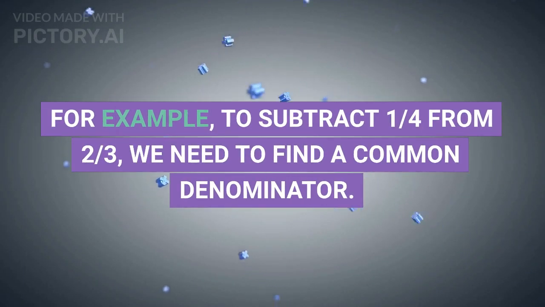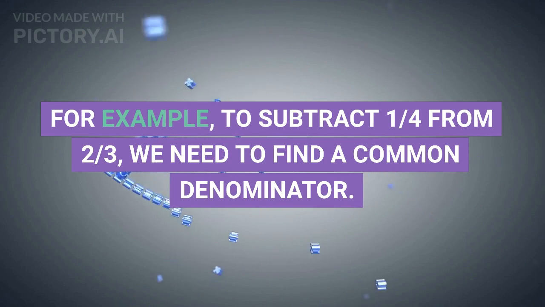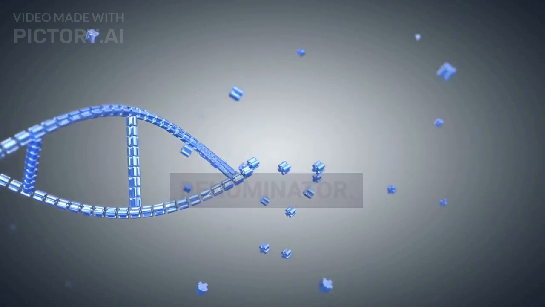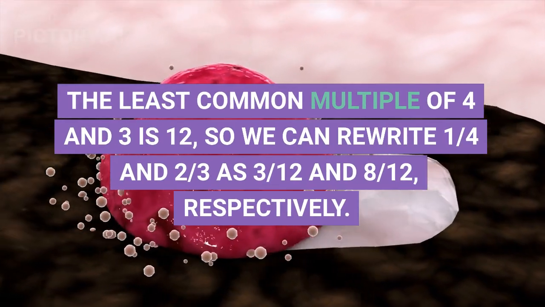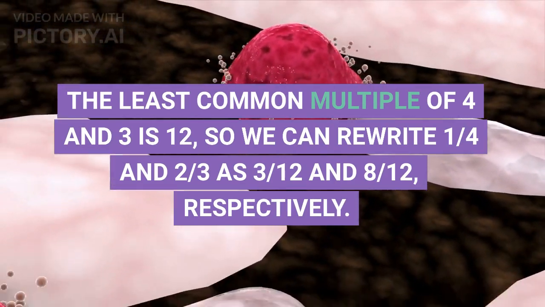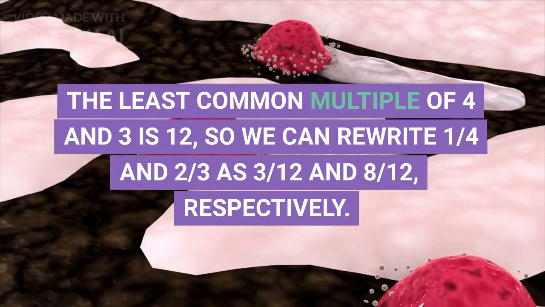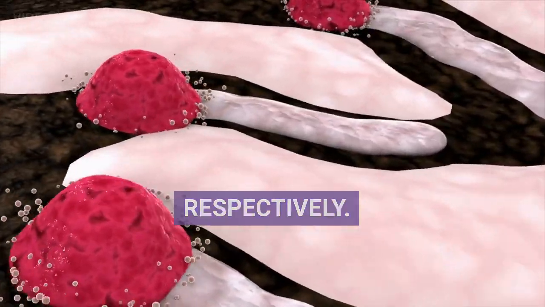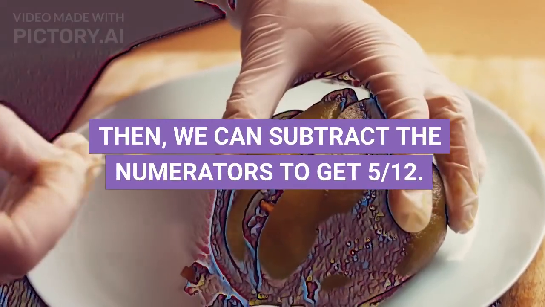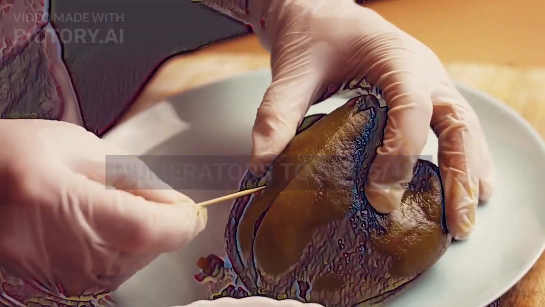For example, to subtract 1/4 from 2/3, we need to find a common denominator. The least common multiple of 4 and 3 is 12, so we can rewrite 1/4 and 2/3 as 3/12 and 8/12, respectively. Then, we can subtract the numerators to get 5/12.